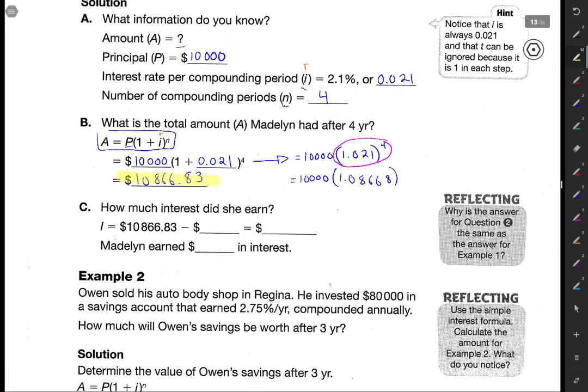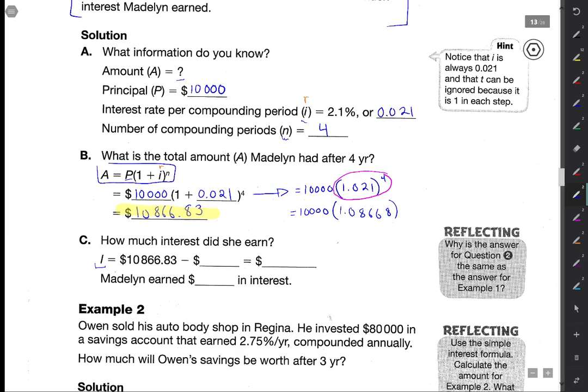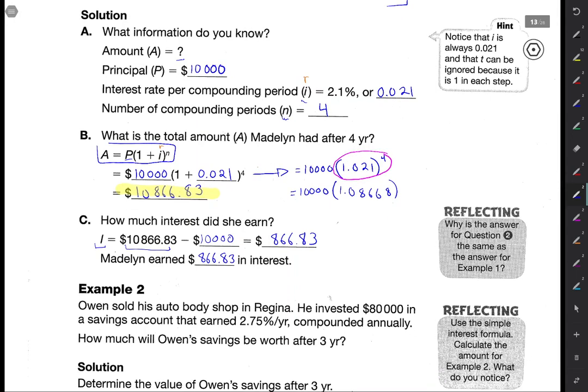So now, how much interest did she earn? Remember, this formula gives us a final amount. So what we want to do to calculate the interest is take that final amount and subtract the initial amount from it, which was $10,000, that principal amount. So then we get $866.83 for the interest. Let's try one more example.